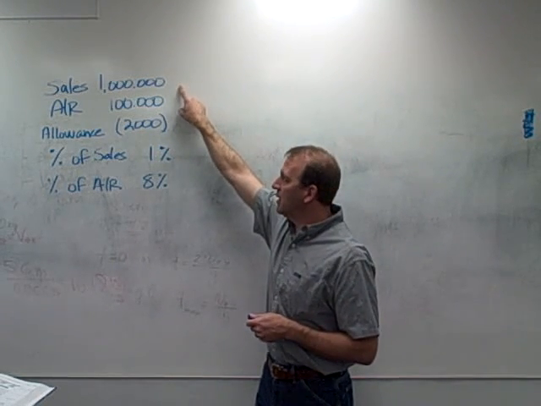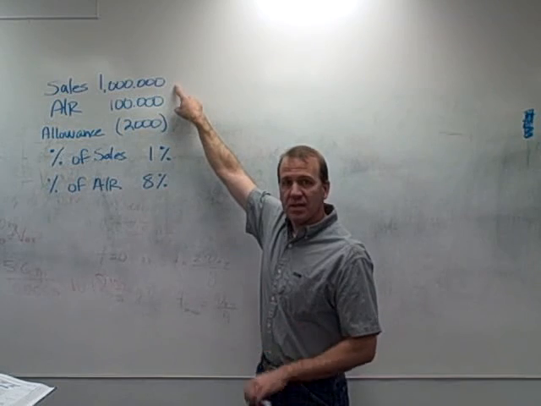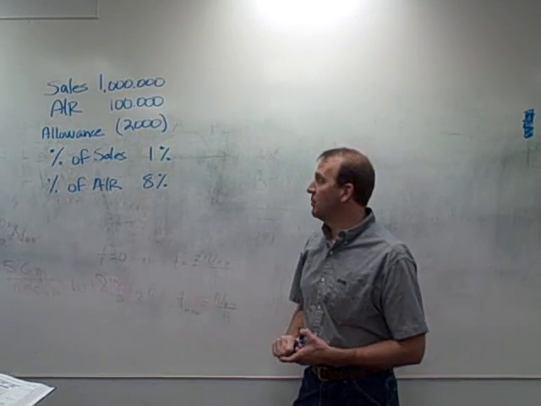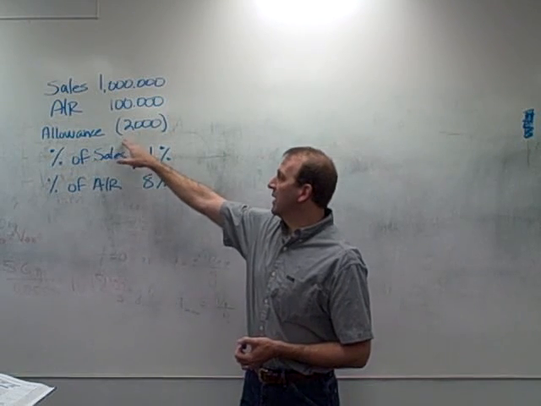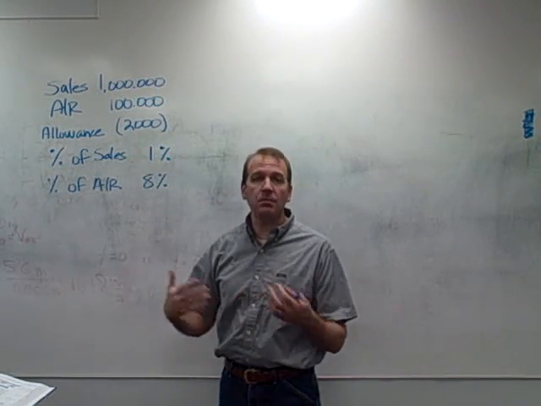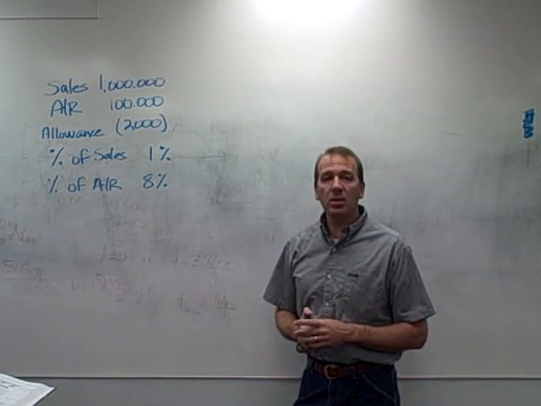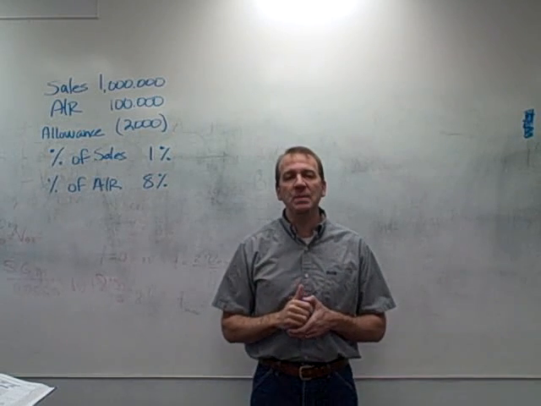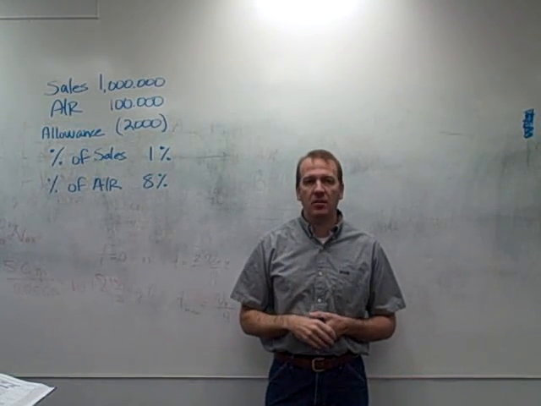So I put some information up here. Sales of 1 million. So that was our sales for the year. At the end of the year, we have an account balance in accounts receivable of 100,000. The allowance is negative 2,000. Now it could be a positive number, it could be a negative number. Now the allowance is money that we have set aside, a dollar amount that we have set aside for those people that we estimate are not going to pay us.